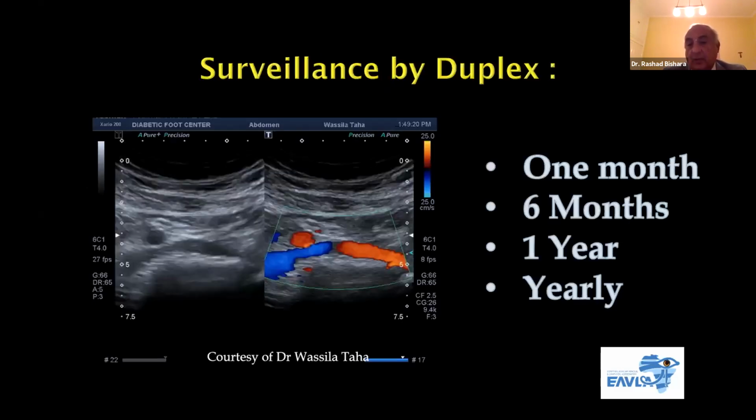Finally, surveillance. We do duplex surveillance at 1 month, 6 months, 1 year, and then yearly after. And what you can see here is the right common iliac artery, which is crossing over the left common iliac vein. You can see the stent, which is very nicely expanding the left common iliac vein and treating the stenosis.